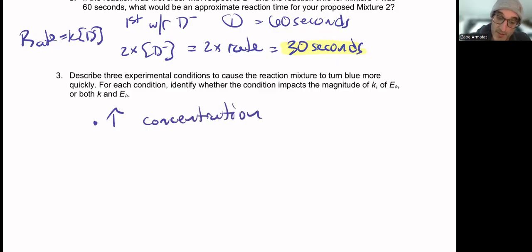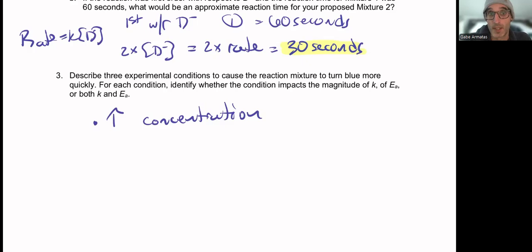Increasing concentration is going to cause more collisions because there are more molecules that have the potential to react. So increasing concentration will make the blue color happen more quickly. Will that affect anything? Well, k is locked in at its value. k is temperature dependent, so we don't expect to see any change for concentration. k is k. Activation energy is locked into the mechanism involved. So neither of these is expected to be affected by concentration.